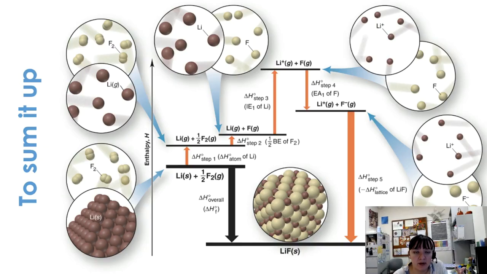You're going to have the step of taking the lithium and turning it into a gas, the sublimation step. You're going to have the step of breaking apart the fluorine molecules into fluorine atoms. And then you're going to have the ionizing steps: taking the lithium and turning it into Li+ through its ionization energy, and for the fluorine, turning that into fluoride, F-, through its electron affinity. And then finally, those ions are going to cluster together through the negative of the lattice energy. That's what's shown there in step 5.